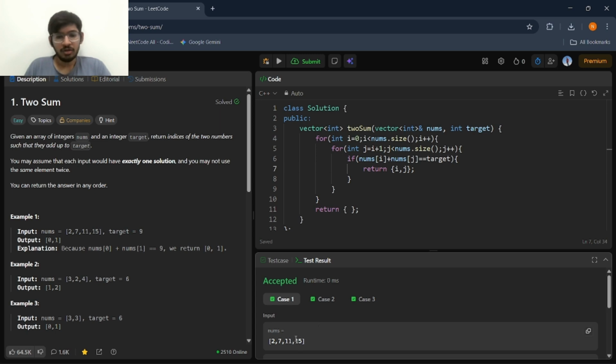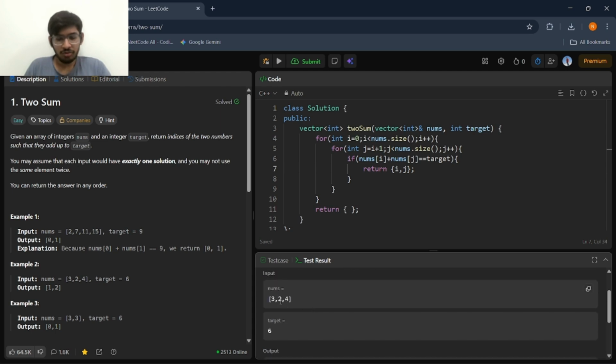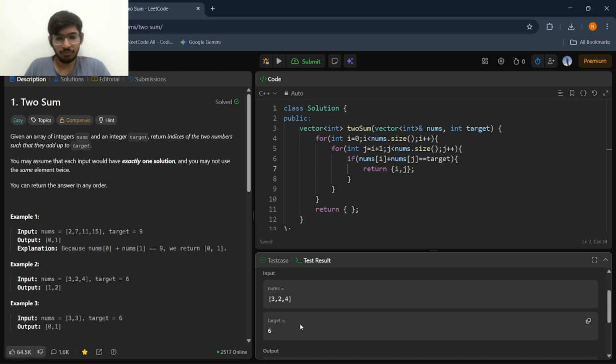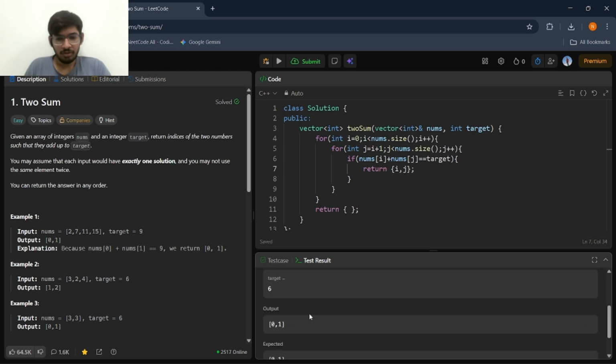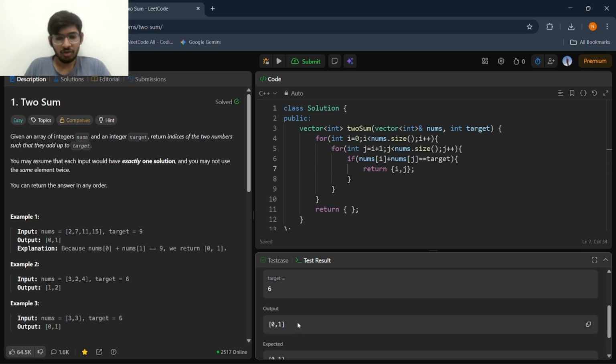Output is: nums 2, 7, 11, 15, target 9, output 0 and 1. Case 2: values 3, 2, 4, target is 6, output 1 and 2. Nums only 2 values, 3 and 3, target is 6, output 0 and 1.